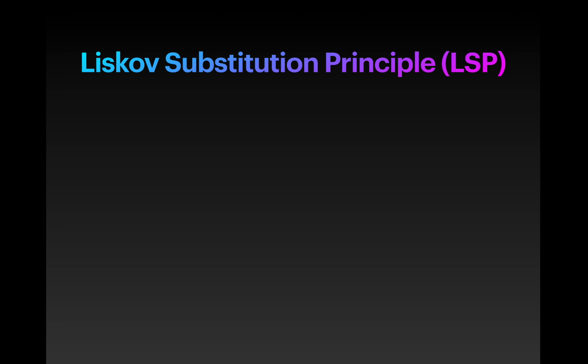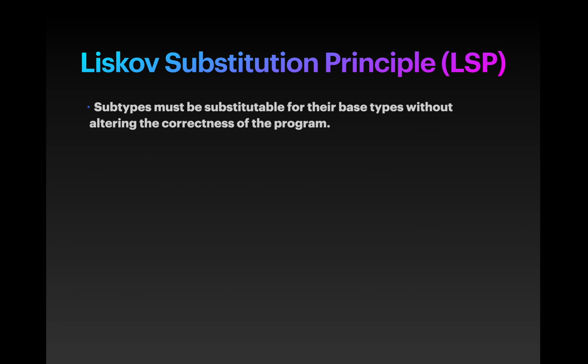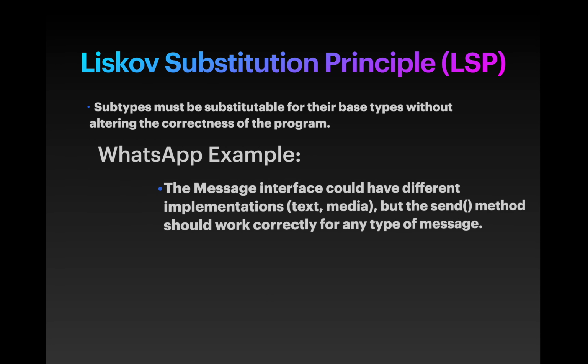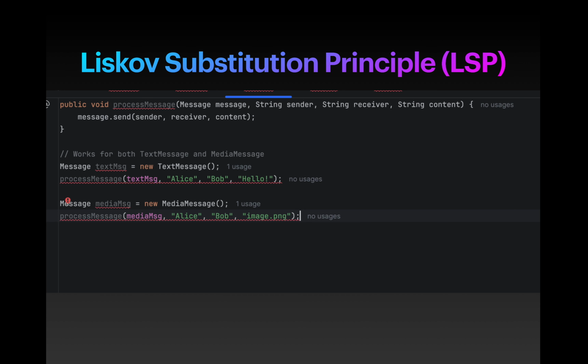The next we have the Liskov substitution principle. This principle says that subtypes must be substitutable for the base type without altering the correctness of the program. Let's suppose the same WhatsApp example. The message interface should have different implementations like text or media, but send message should work correctly for any message type. So here, the process message method can take any object of the message interface, whether it is a text message or a media message, and send message will behave correctly.